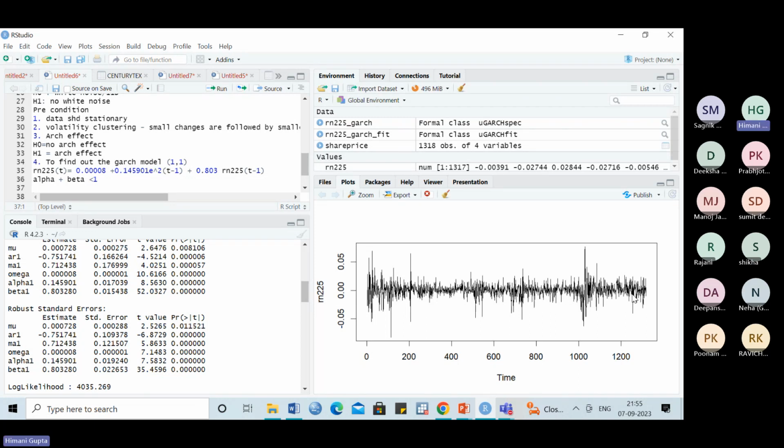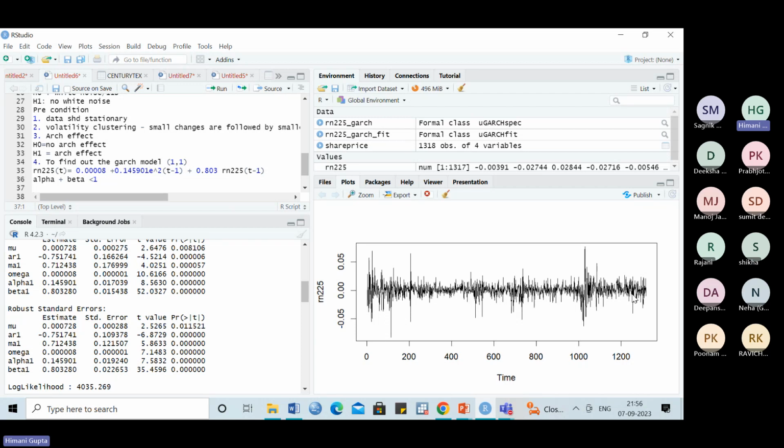Got it? And suppose you get the answer for alpha plus beta greater than 1. What will you do? If your answer comes out to be greater than 1, then you cannot apply any other GARCH model except IGARCH. Right now I have applied the symmetric GARCH. I'll show you the graph, how it comes out symmetric. If alpha plus beta comes out to be more than 1, I will be doing only IGARCH, only IGARCH.